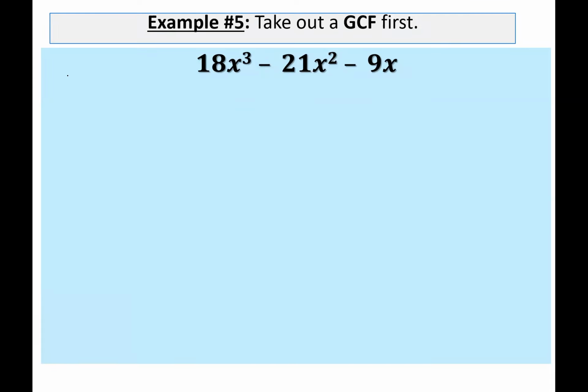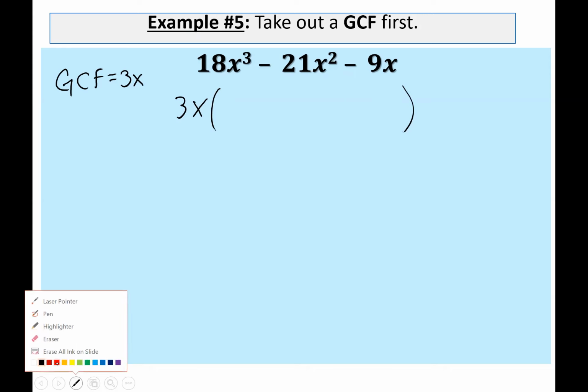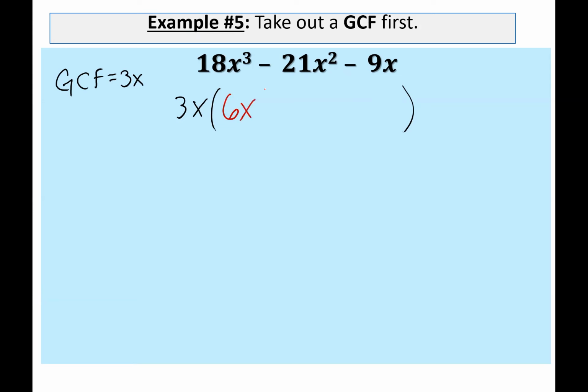Okay, so just a little note off to the side here, GCF, 3x. So let's take that out first. Then we'll worry about whatever's left over in the trinomial. So if we take out the 3x, let's divide each term by 3x. Let's see, 18 divided by 3 is 6. X to the third divided by x, that's now x squared. Minus 21 divided by 3 is 7. X squared divided by x is x. Minus 9x divided by 3x is just 3.